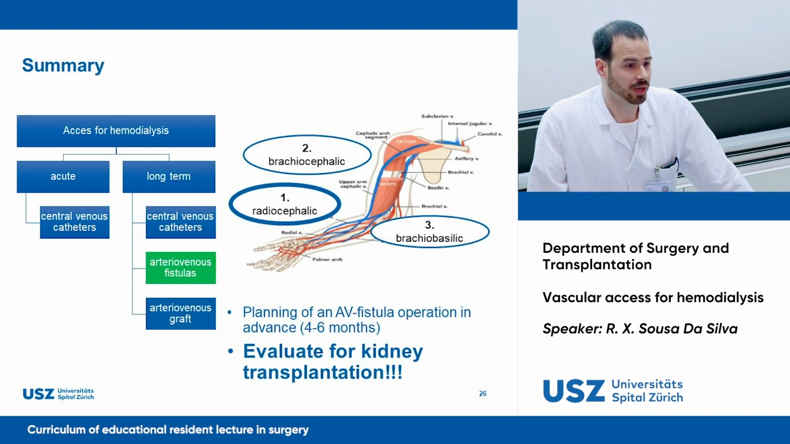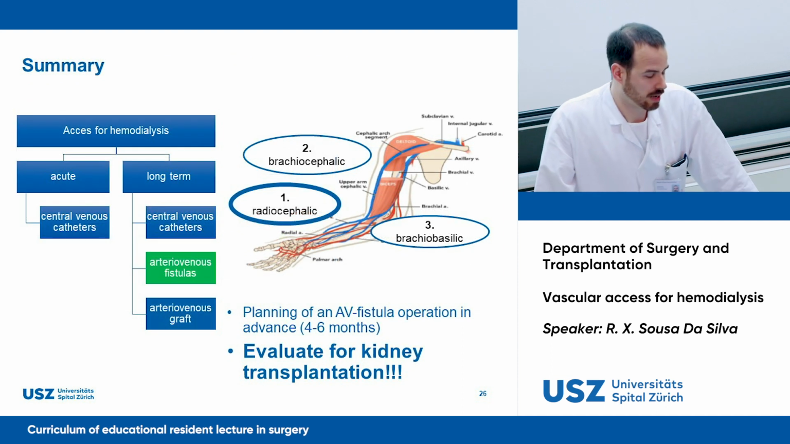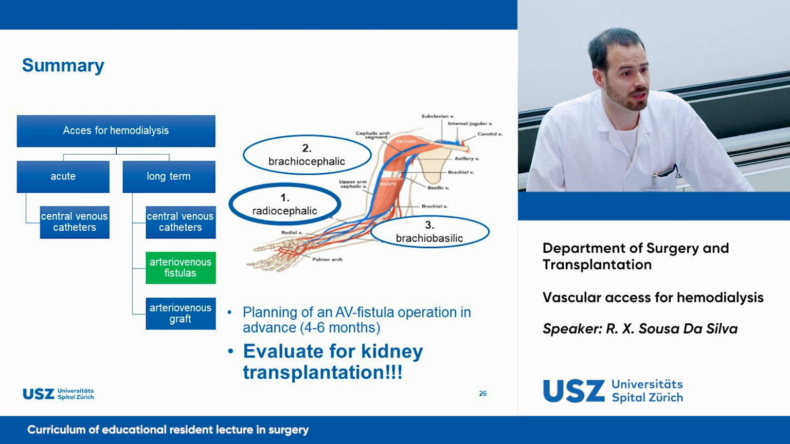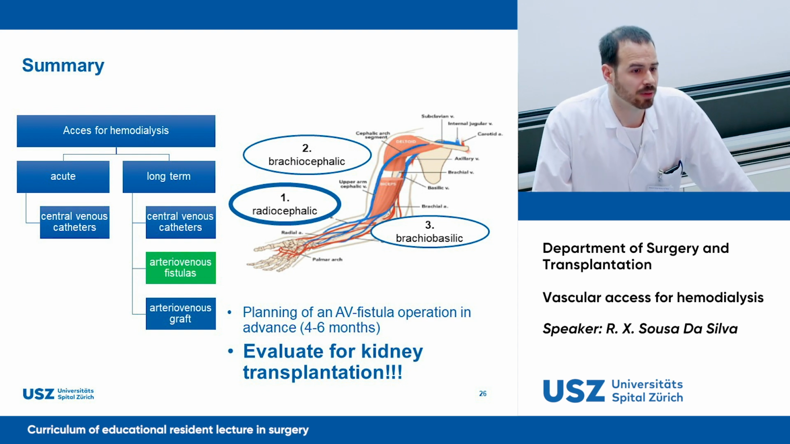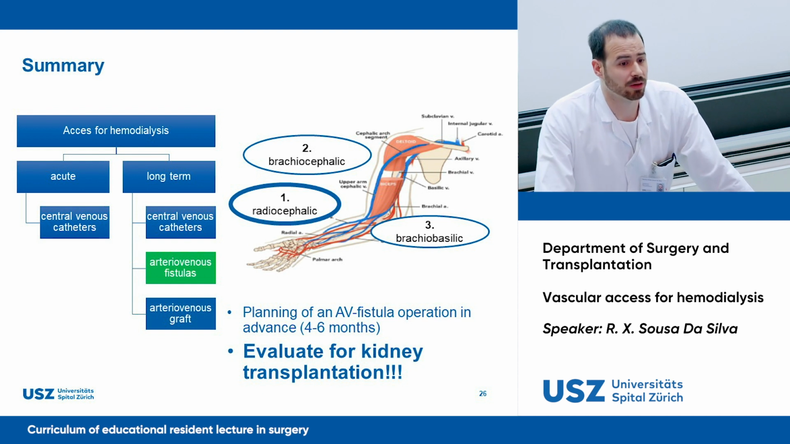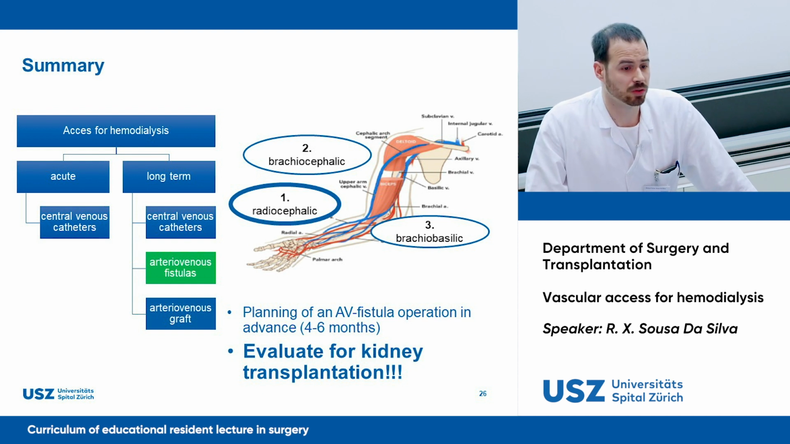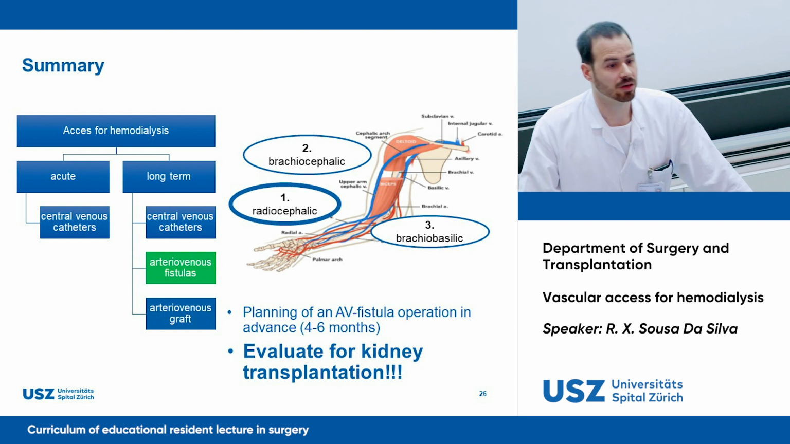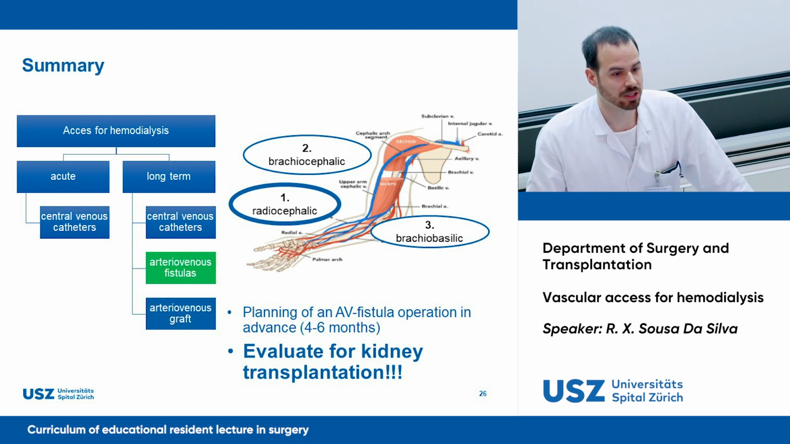Summary to my talk is, if you have the indication for long-term hemodialysis, the gold standard and choice should be arteriovenous fistula. Always start distally, with the radiocephalic fistula, going then to a brachiocephalic and brachiobasilic fistula. Plan it with enough time in advance, like 4 to 6 months, and always evaluate for a kidney transplantation.